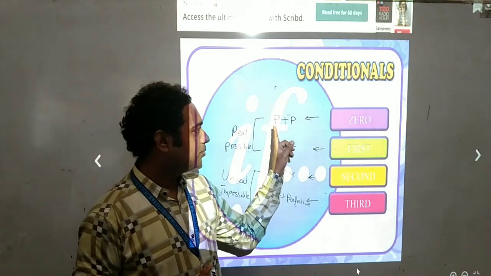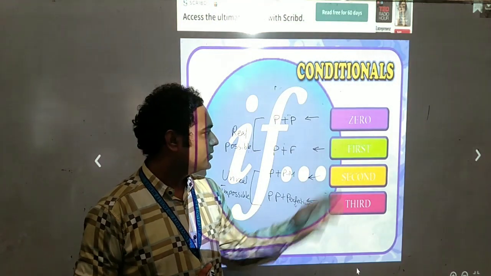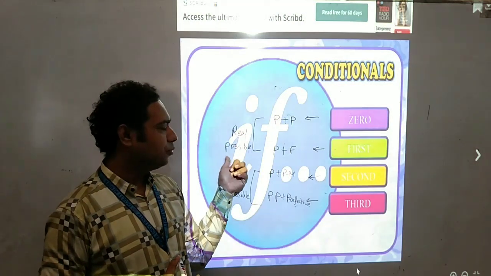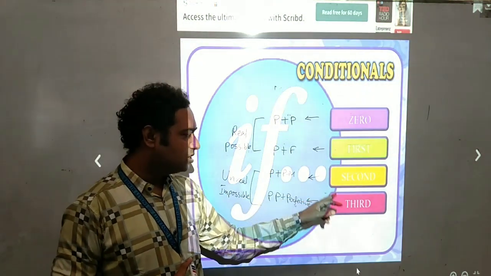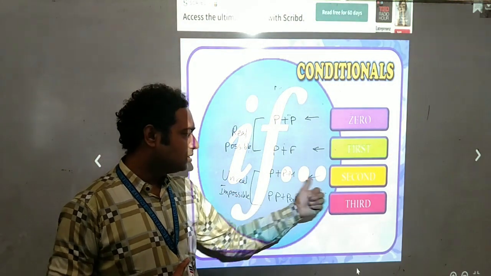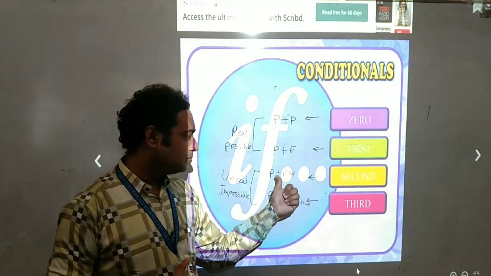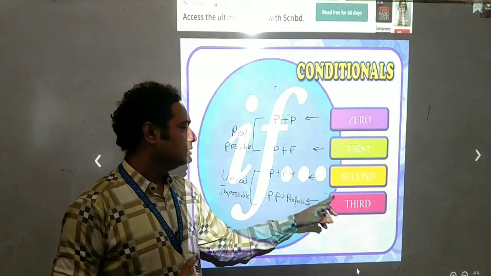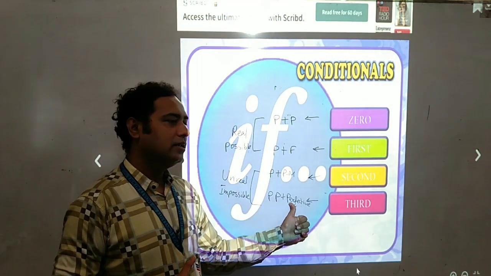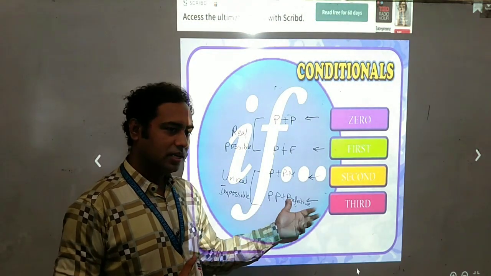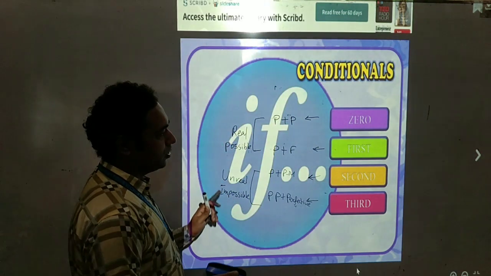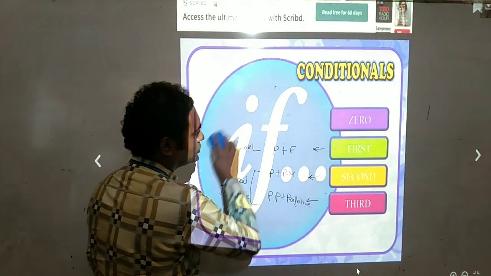Zero conditionals will take present tense and present tense. First conditional will take present tense plus future tense, and they are real and possible. On the other hand, second and third conditionals are unreal and impossible. Second conditionals will take past simple tense plus past modal. Third conditionals will take past perfect and modal perfect. I'll explain those. Right? So remember this formula, it's extremely important. I'll go through one by one.